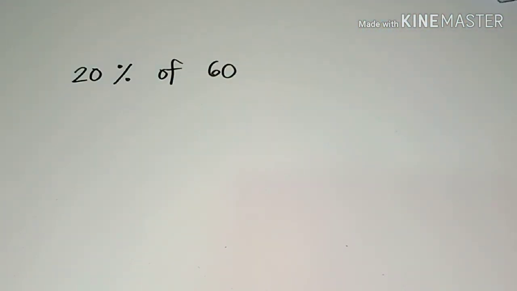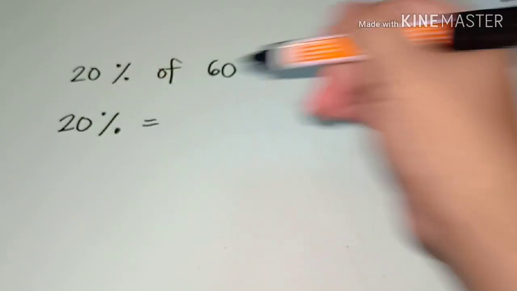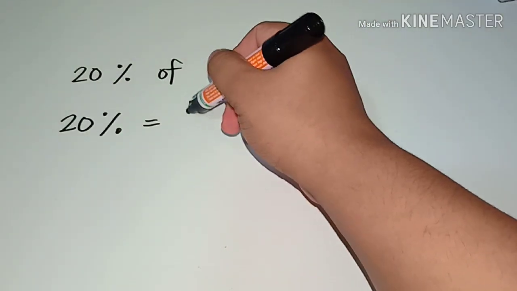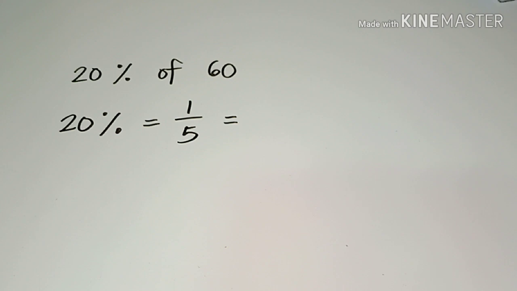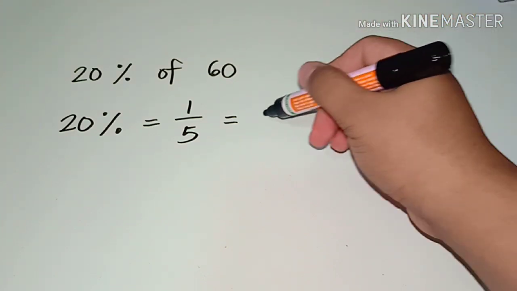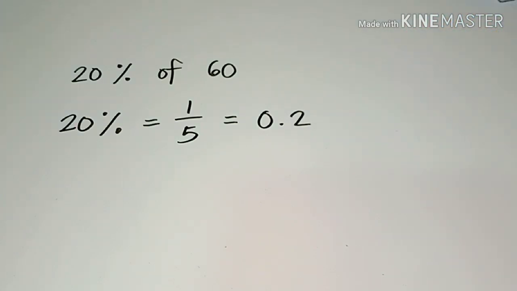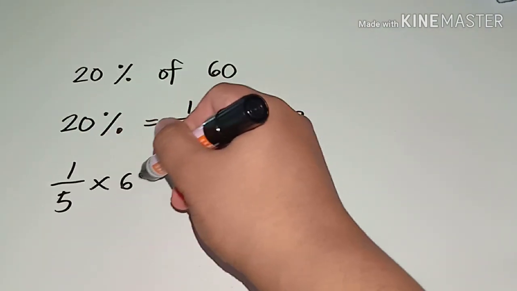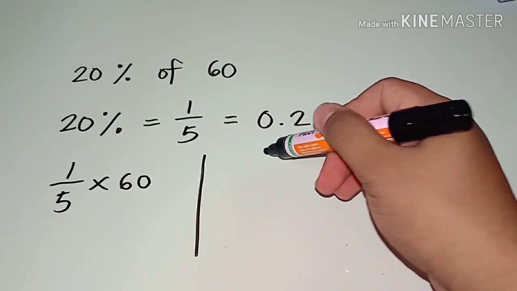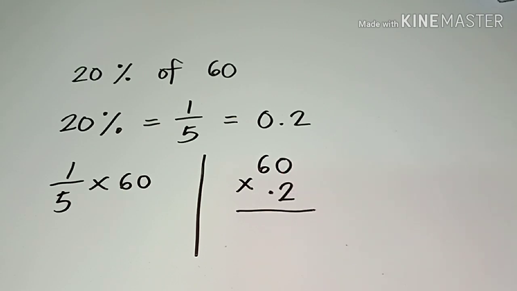So first we have to make 20% into a fraction form, and the fraction form of 20% is 1/5. At the same time, we will also convert it into a decimal form, and 20% is 0.2. So we will be using 1/5 and 0.2. We will multiply it to 60. So we have 1/5 times 60, and we can also use 60 times 0.2.